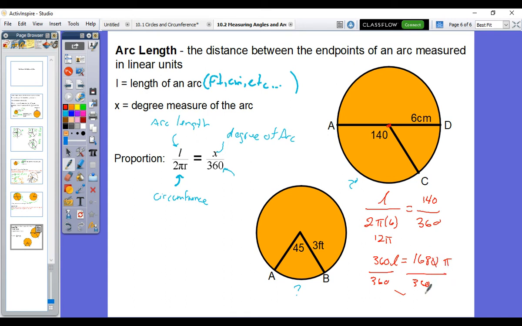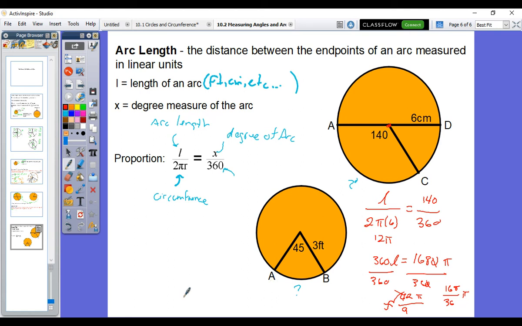Now you can reduce it. You've got 1,680 over 360 pi. I think we can divide that by 4. Yeah, we can divide that by 4. If we divide that by 4, we end up getting 42 pi over 9. And I think that's as low as it can go in fraction form. Can't reduce anymore. So let's go ahead and actually divide it.